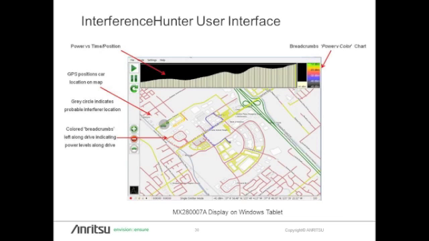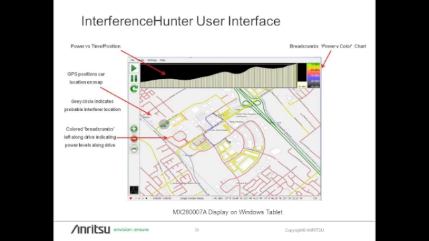So this is the hunting system. This is what you see on your tablet. And again, the top chart is your power versus time or position. So you start your hunt on the very left, and as you drive, there's our car icon on the map that moves as you drive, so you can see where you are. And then the power that you're measuring is shown on that power versus time. So the amplitude or the height of the rectangle on that chart is proportionate to the signal strength.